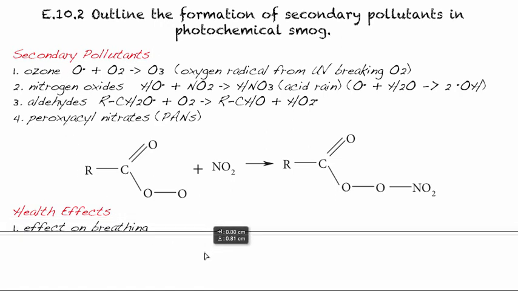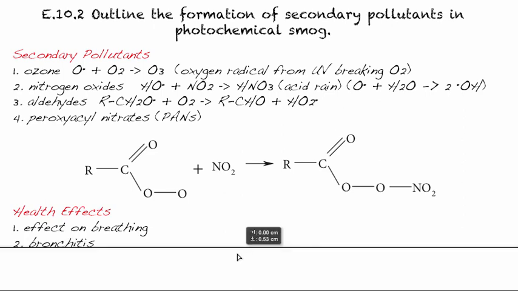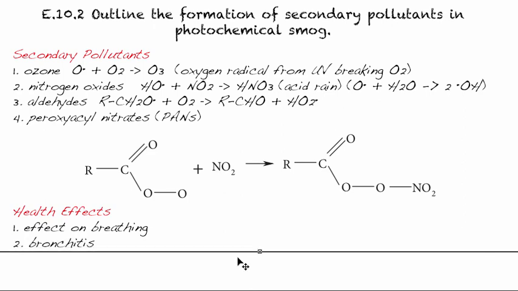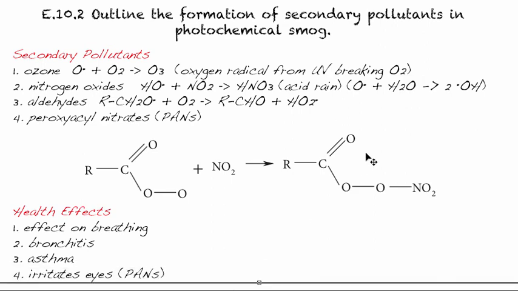Our health effects affect breathing. So if you have this photochemical smog, it actually makes it harder to breathe. So you don't really want to exercise in that kind of smog. It will cause or aggravate your bronchitis. It will aggravate your asthma. And the PANs, especially here, like we just saw, they actually irritate the eyes so that you can get watery eyes.